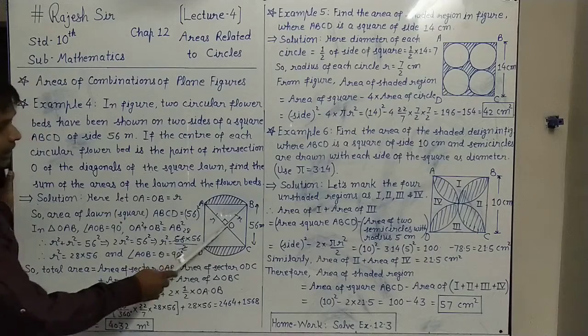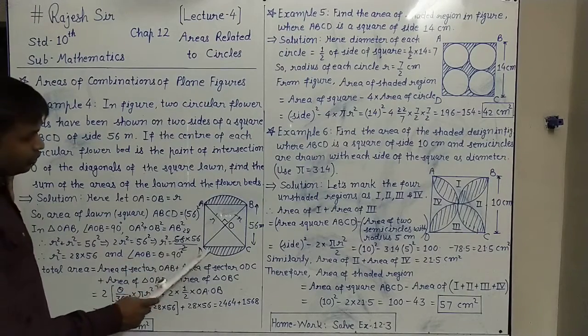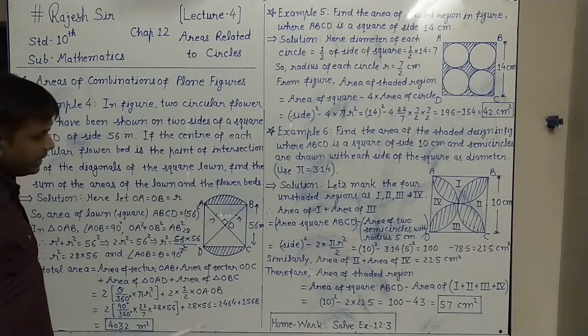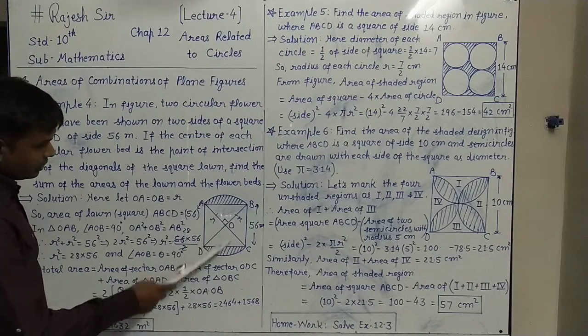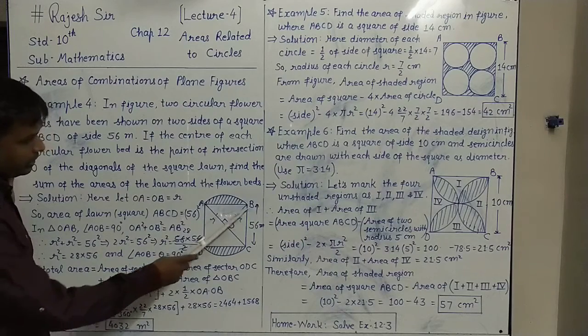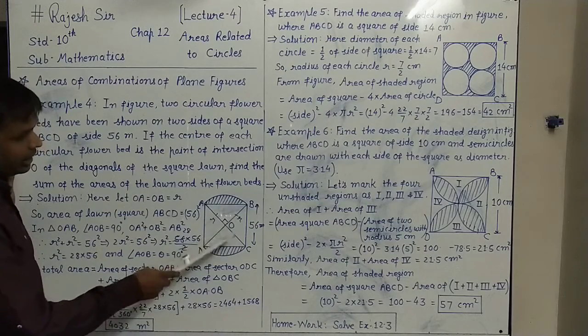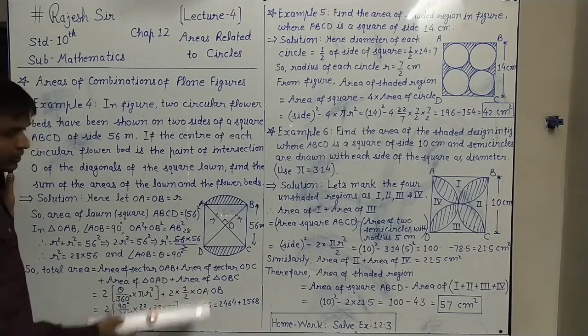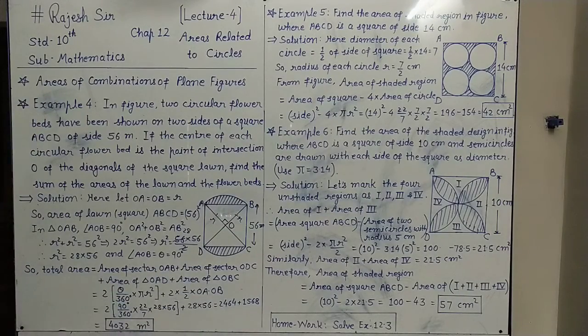This is a right angle triangle. In a right angle triangle, you know, the area is half into the product of the sides forming the right angle. So the product of the sides forming the right angle are OA into OB, or OB or OC or OD, all are radius, so we can write OA into OB, OA into OD also we can write. So we have done 2 times for the sectors, 2 times for the triangles.